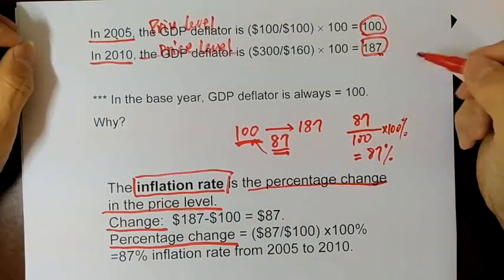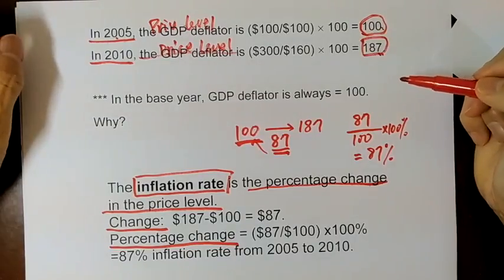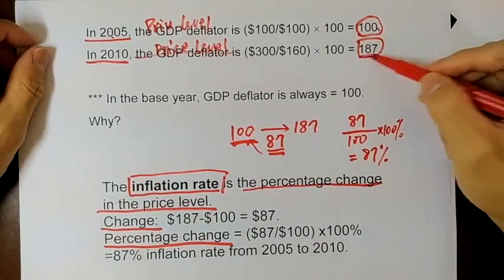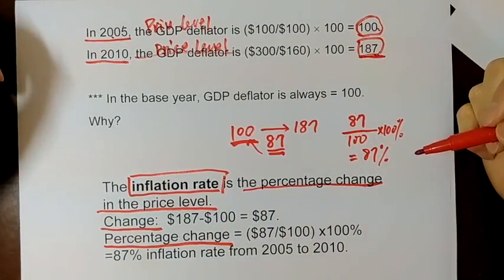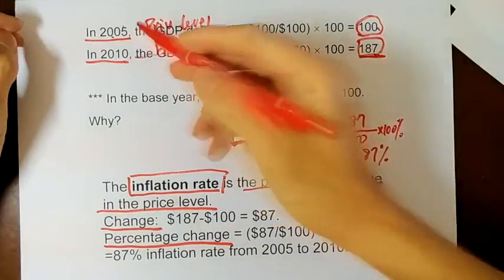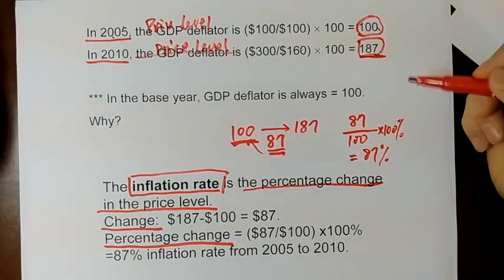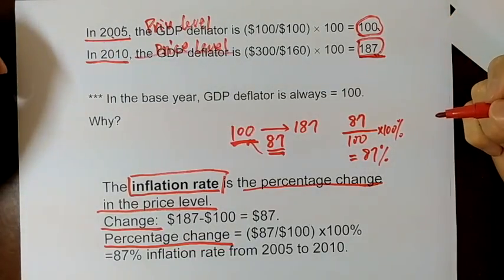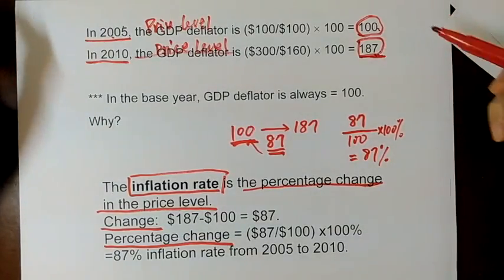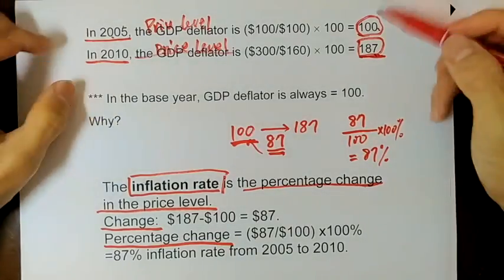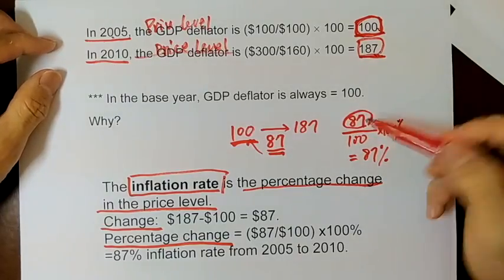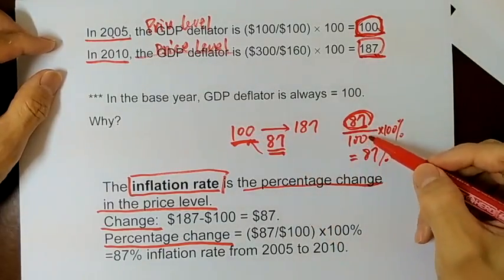So it is similar to the concept that you put $100 into the bank. And the bank, 1 year later, gives you 187 back. So how much did you earn from 2005 to 2010? The answer is $87 more. And how many percent? The answer is 87% more. More than what? More than 100. So it is the change divided by the change from 100.